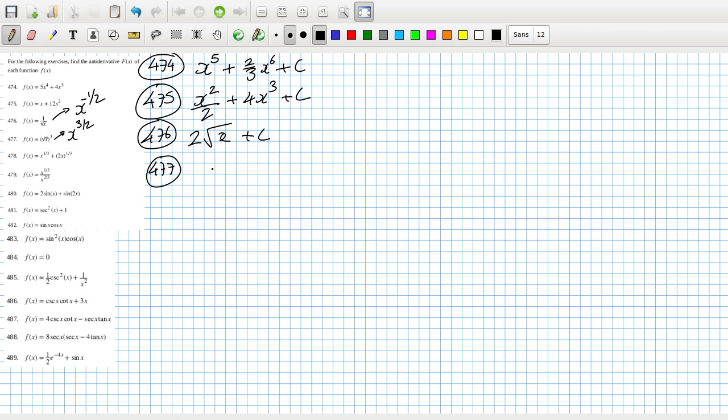Increase the power by 1, divide by the new power. 478, increase the power by 1, so that would be 4 over 3, divide by the new power, plus 2 to the power 1/3, and then increase the power by 1, which is 4 over 3, and then divide by the power, plus c.